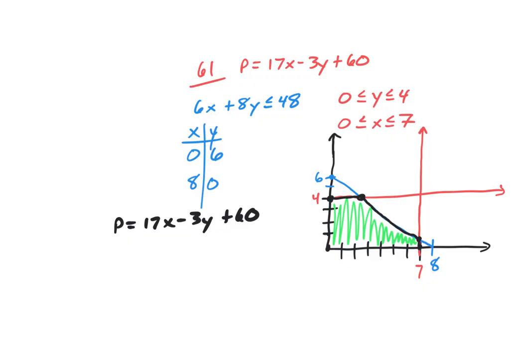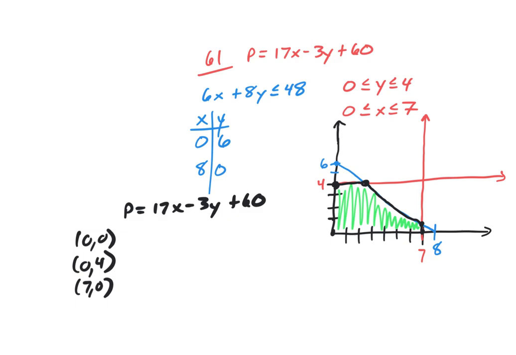Okay, we still got 0, 0 in the bottom corner. We got 4, 0, 0, 4. We got 7, 0. Okay, now we got to find this point here, and we got to find this point here. Okay, and this is, I think, a little bit easier than the one we did just a second ago.